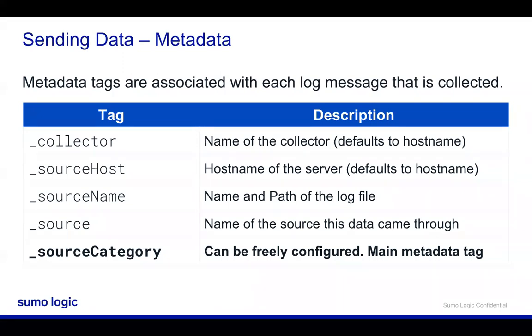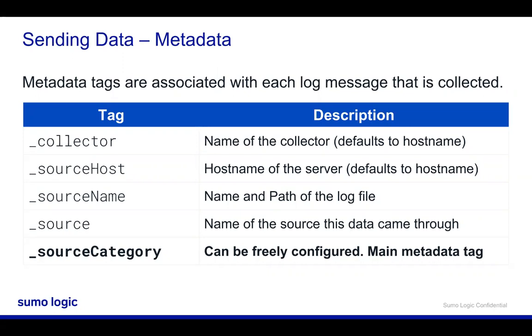And so what we encourage you to use is a source category. This will be the main metadata tag and can be freely configured, which is really why it's helpful. And it's going to provide you the ability to locate your data and provide a structure to find that data. So for example, I don't have one on the screen, but we'll use the example for today of labs/Apache/access as a source category.